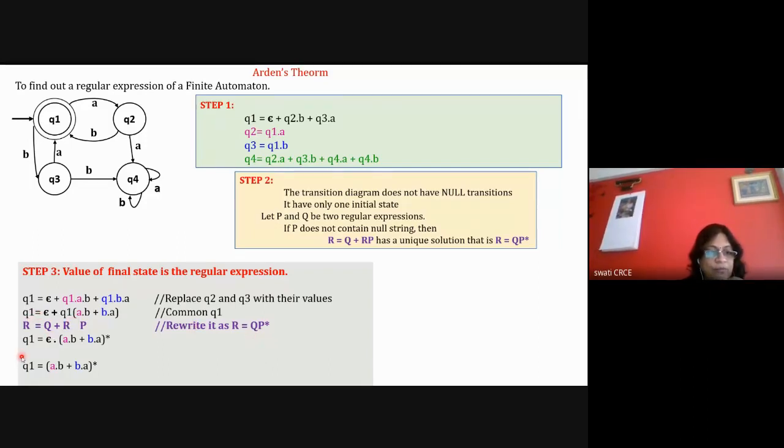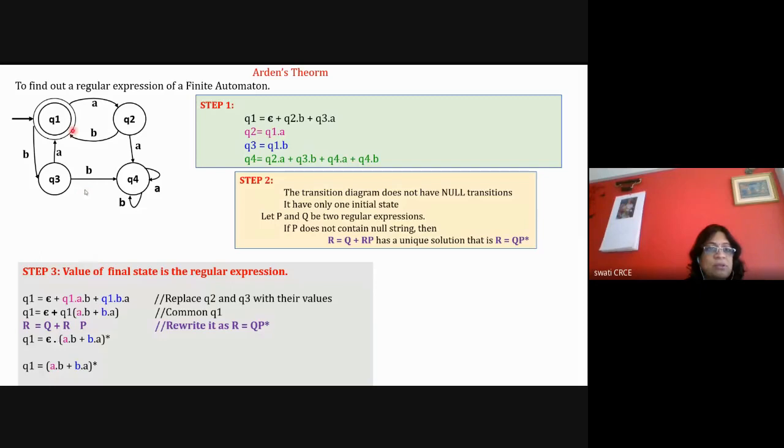So my R is equal to Q1 and my Q is equal to epsilon, and I'll remove this R and say P star. So P star means (AB plus BA) bracket star. And anything multiplied by epsilon is the same thing, so I can remove epsilon, and now this is the final answer. Okay, so verify the answer. To verify the answer, find out all the strings belonging to this regular expression. What are the strings? AB is a string, BA is a string, AB then BA, then AB is also a valid string.